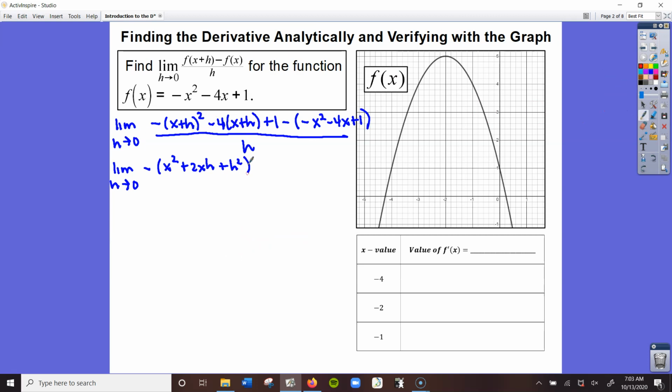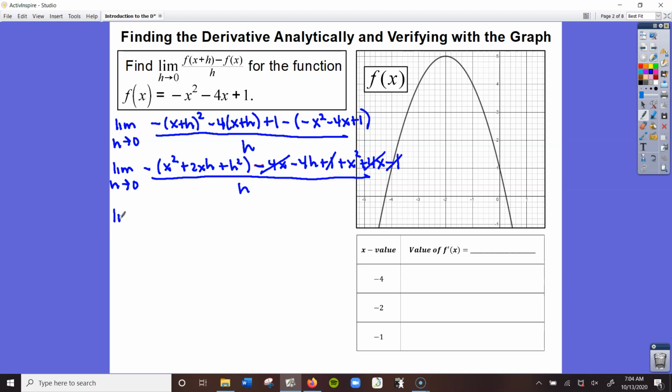So now I'm going to go ahead and distribute that -4. We have negative 4x minus 4h plus 1. Then I'm going to distribute this negative, so it'll be plus x squared plus 4x minus 1. And again, everything is all over h. At this point, I can see that I could cancel out the 4x's and I can cancel out the 1.